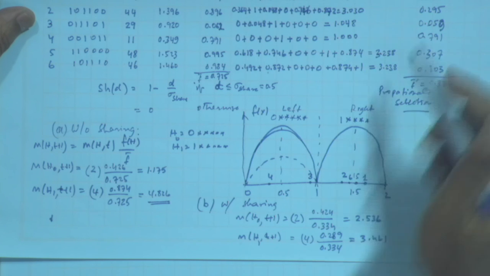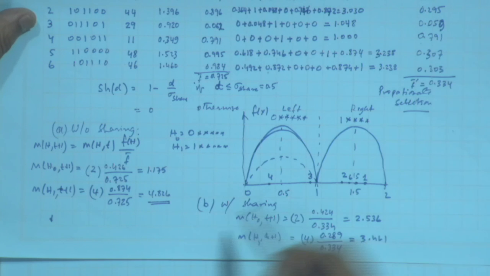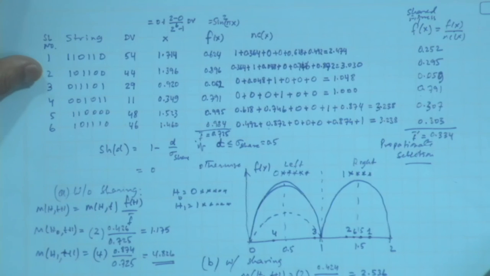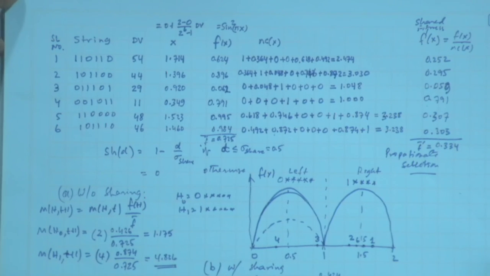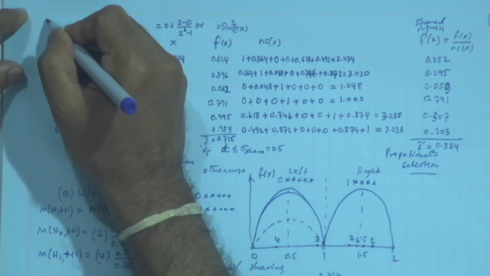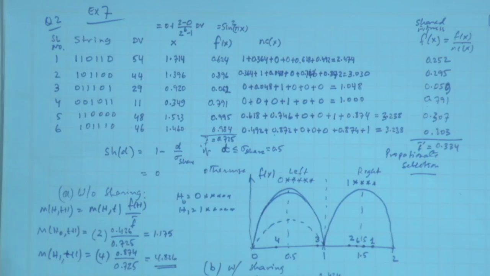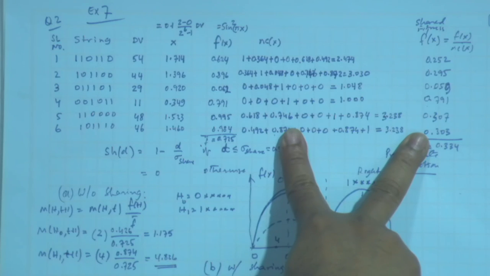So I showed you how to compute the f dash x here, and also from the schema analysis we see which is going to get more importance, more copies. So you get an idea how the whole thing will work with proportional selection, right? So this is question 2, exercise 7. Okay. Yes, multimodal problem, you do these divisions.